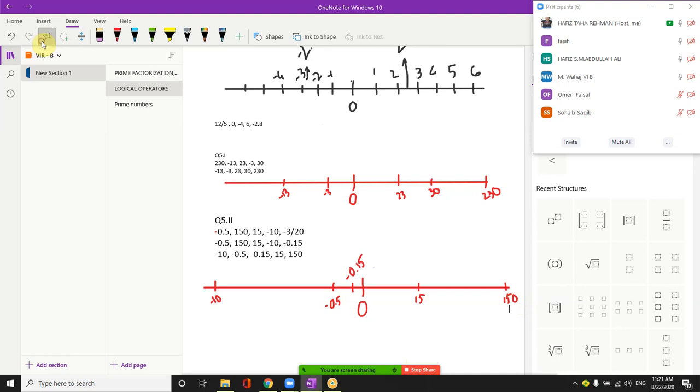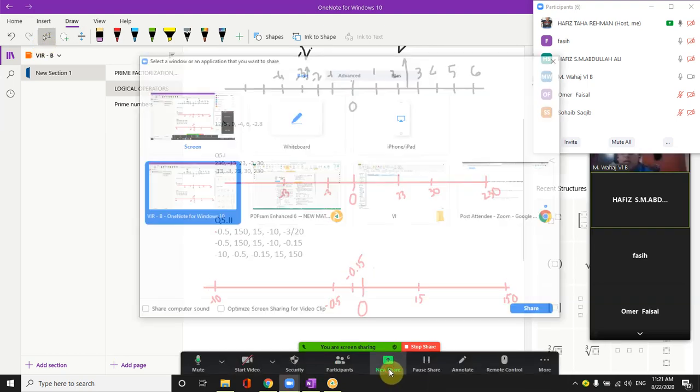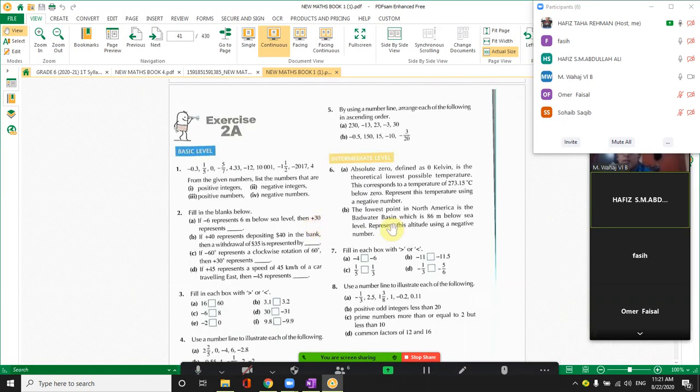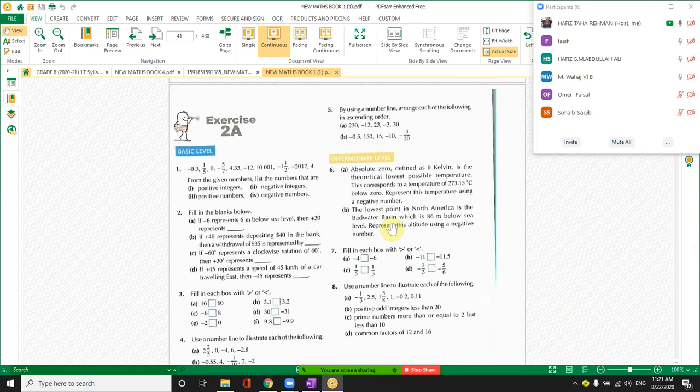Yes, sir. Good. Now moving towards the question again. Question number 6. Absolute zero, defined as 0 Kelvin, is the theoretical lowest possible temperature. This corresponds to a temperature of 273.15 degrees centigrade below zero. Represent this temperature using a number line. First of all, we need to draw a number line, so we know how to draw a number line.